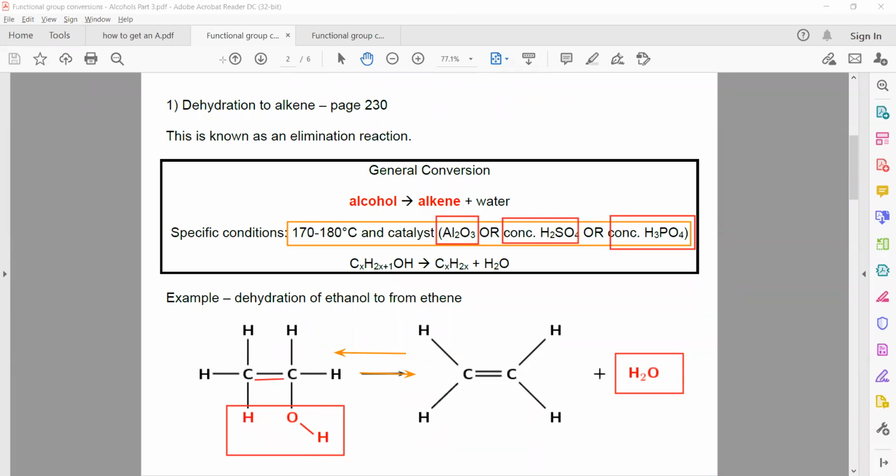When you say dehydration, it sounds exactly like what it is. You're taking away water, you're dehydrating something. Cool. So you're removing water. Any questions? You good?